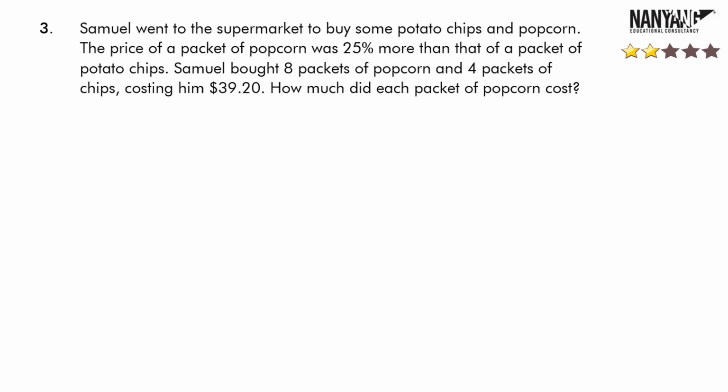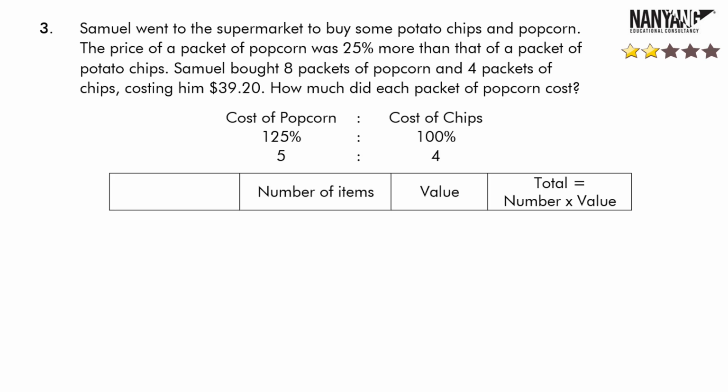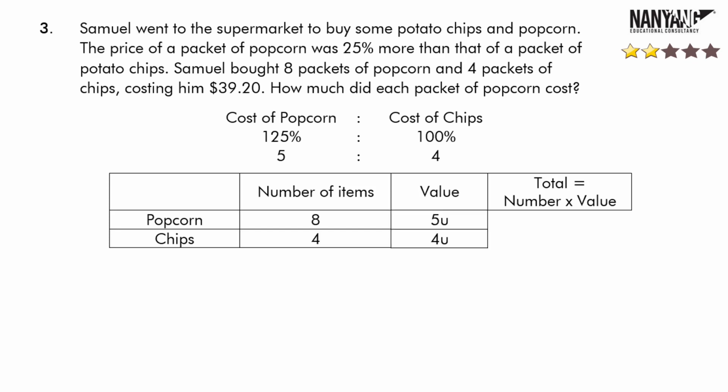Alright, so our first step will be to find the ratio of the cost of popcorn and chips and simplify it to the simplest form. So we should get 125% is to 100%, and we get 5 is to 4. Now we can draw our table. Samuel bought 8 packets of popcorns and 4 packets of chips, and their value is 5 units and 4 units respectively, as we found above.